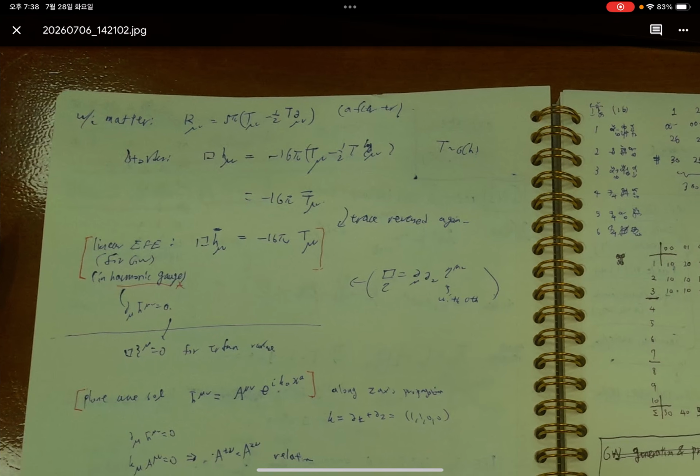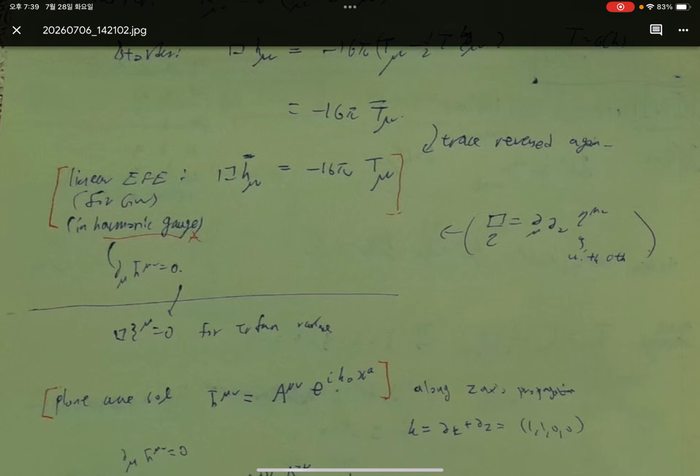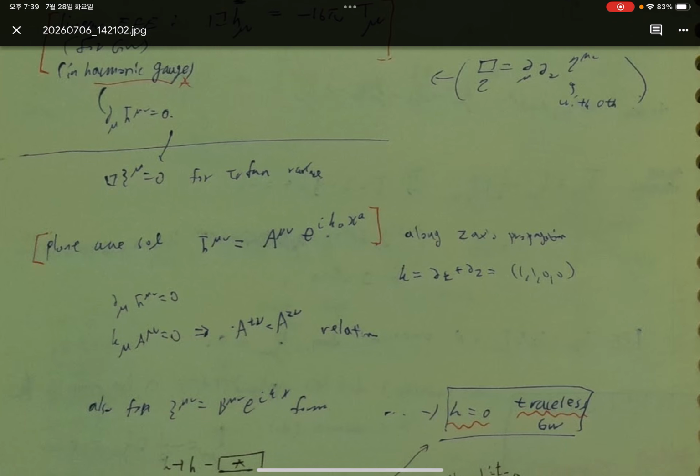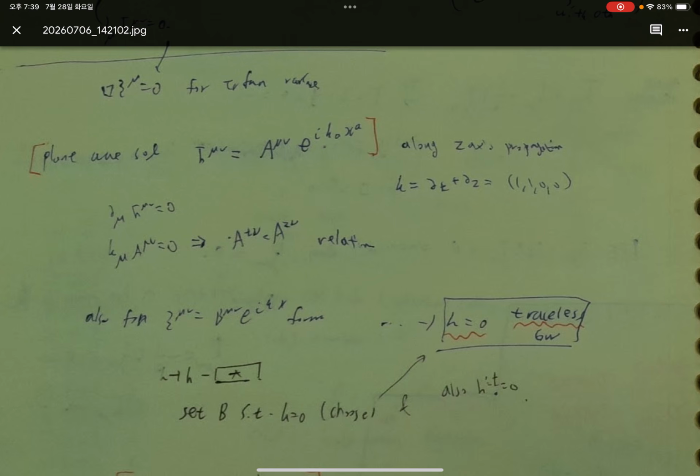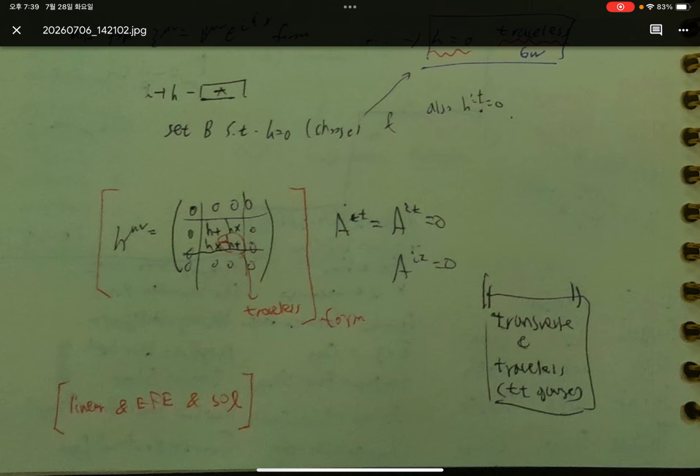With matter, there is a source term on the right-hand side. So the linearized Einstein field equation is given by the d'Alembertian of h_mu nu equal to the T_mu nu. And the solution of such a wave equation is just a plane wave. There are two polarizations, A_mu nu, satisfying the traceless condition and also the transverse condition. So the two polarizations are given by the h plus and the h cross modes.